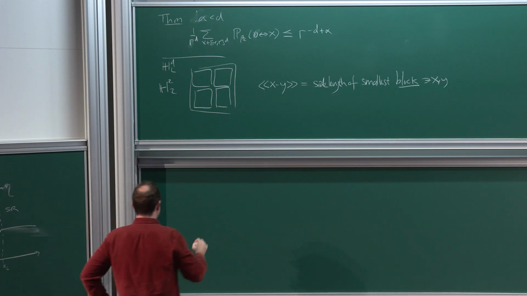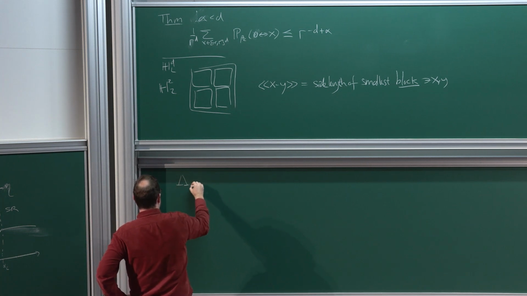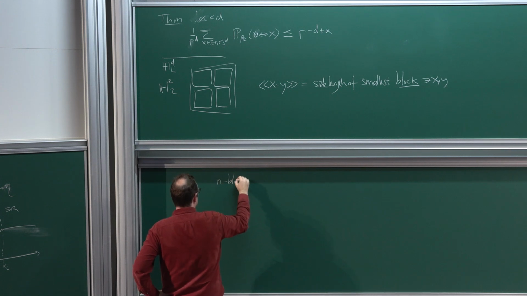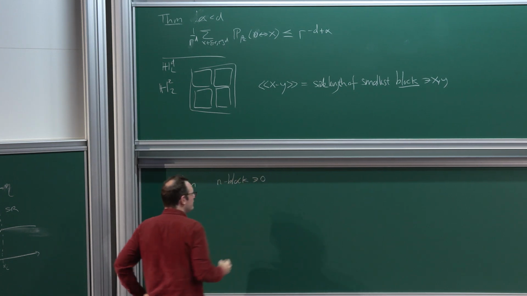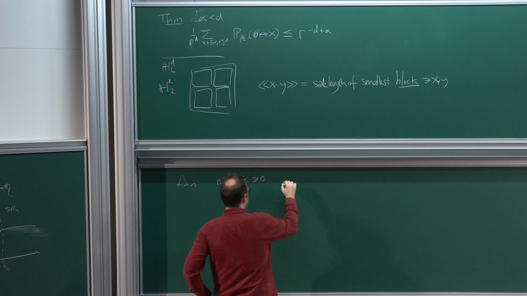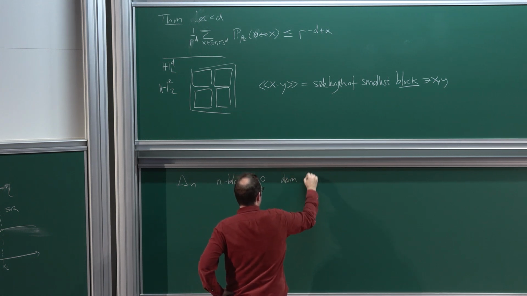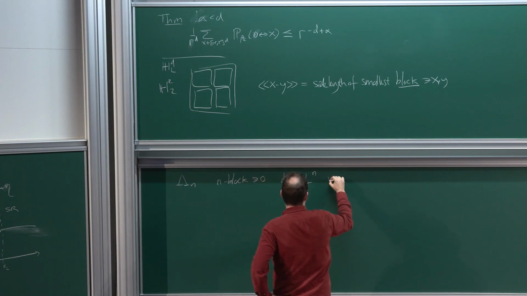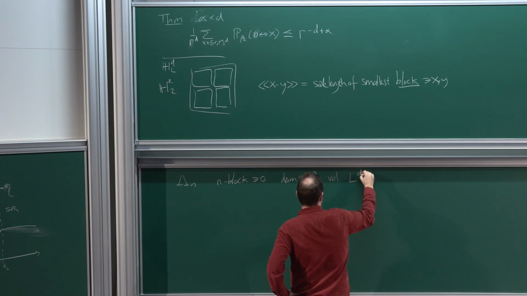So I'll write lambda n for the n block containing the origin. Okay, so the n block means diameter L to the n, side length L to the n, and volume, a number of points, L to the dn.